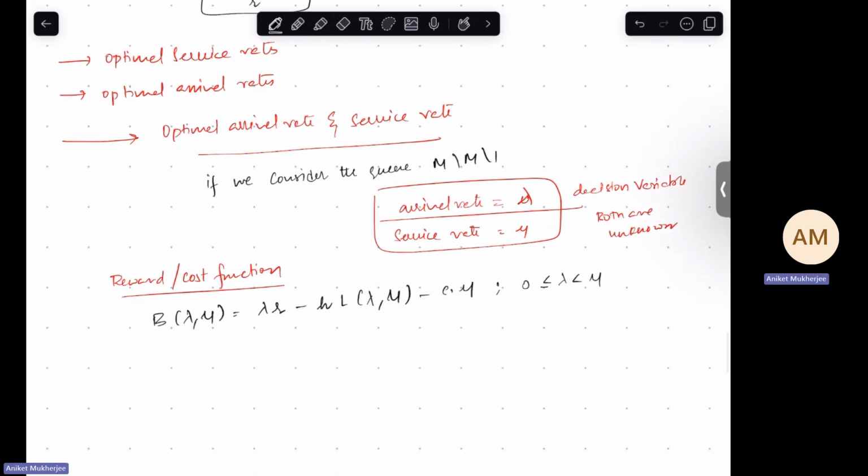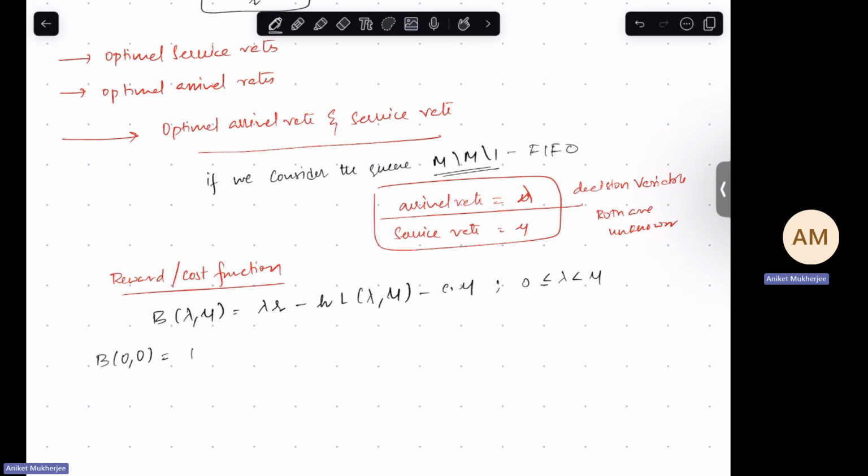Before going to optimizing this, let's see some properties of the reward function. Let's see what B(0,0) is. For an M/M/1 queue with FIFO queuing discipline, B(0,0) is 0, correct? The waiting cost is 0 because there are no arrivals. No customers implies no waiting time, right? Lambda is 0, this goes to 0, this goes to 0. So B(0,0) is 0.